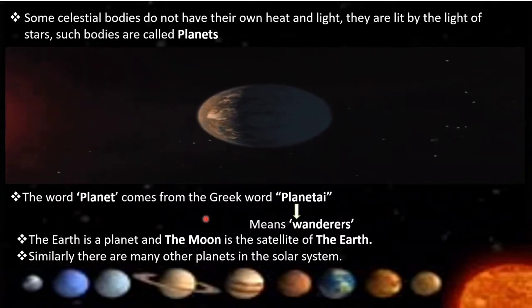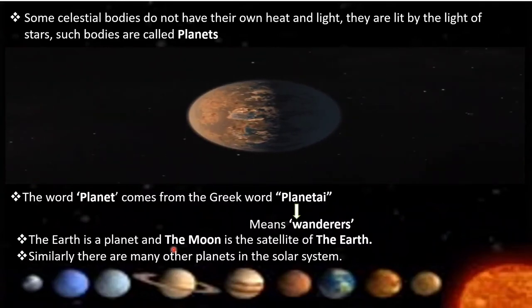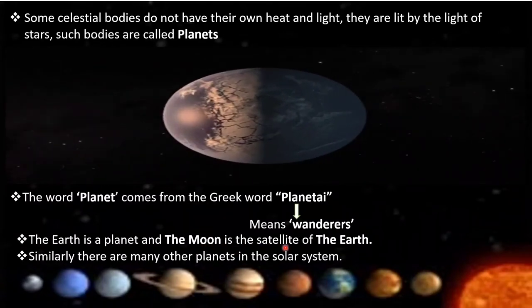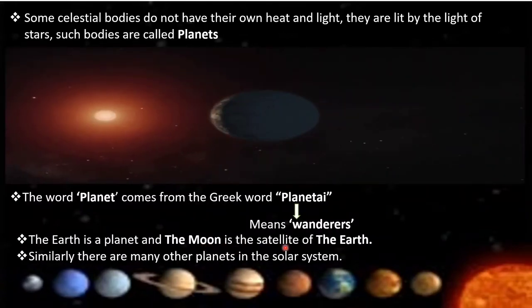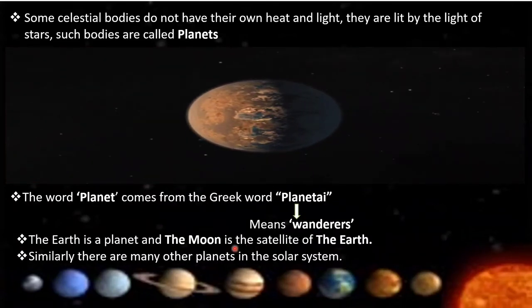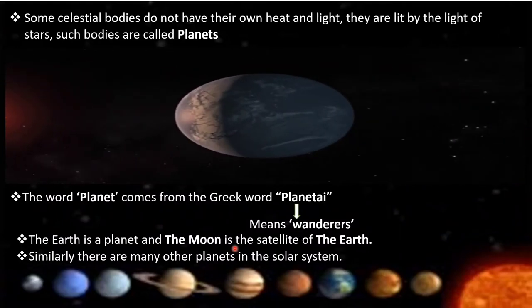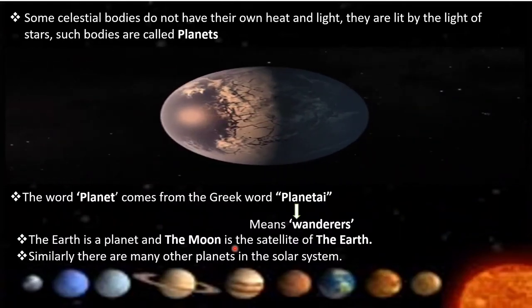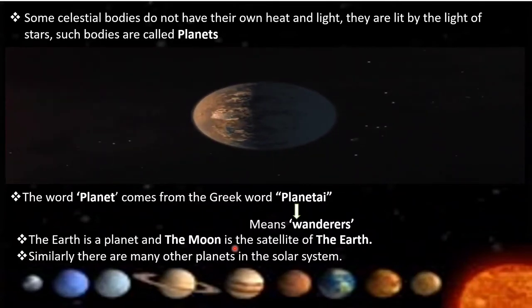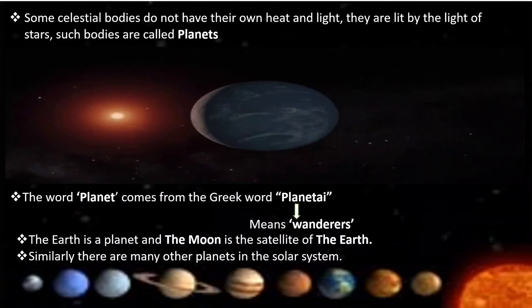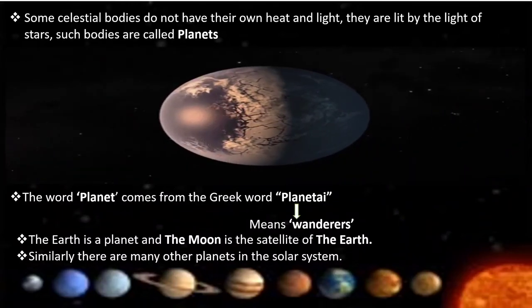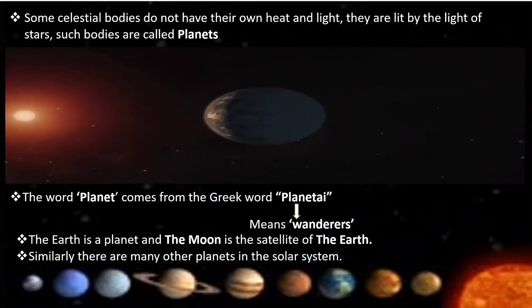The Earth is a planet and the Moon is the satellite of the Earth. Remember this sentence very well. We are going to study it when we see the Moon. But for now, know that the Earth is a planet and the Moon is the satellite of the Earth. There are two types of satellites, basically artificial and natural. The Moon is the natural satellite of the Earth. Similarly, we have many more planets which make up the whole solar system.